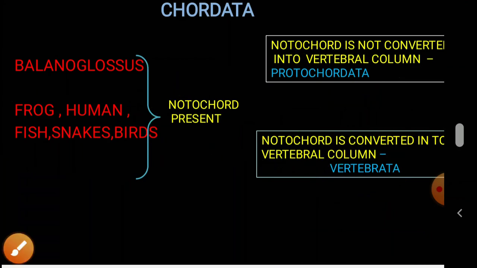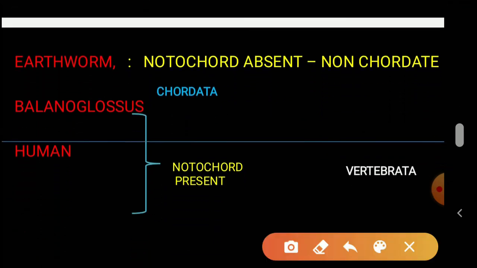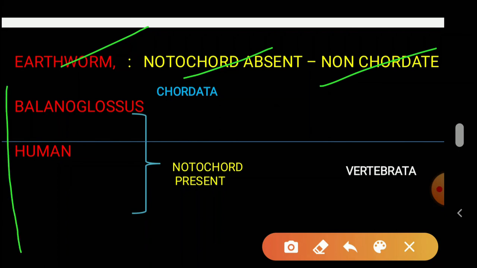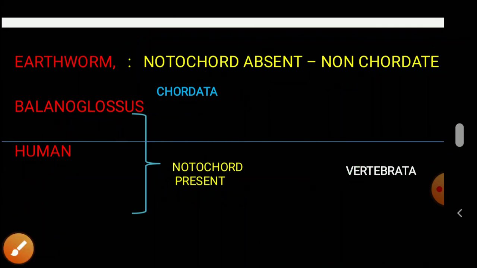Very simple. Okay. Now next, again I have taken examples to make it easier. Earthworm, only one example I have taken. Notochord is absent, called non-chordata. Now in this organism, notochord is present, that's why it is called chordata. Now balanoglossus, and we have already taken human. Notochord is present and converted, that's why it is called vertebrata. Clear? Okay.